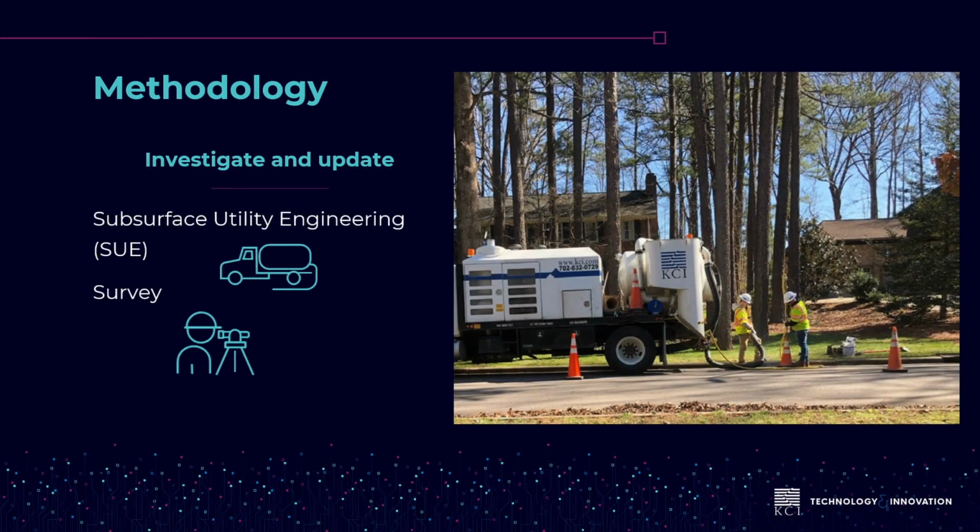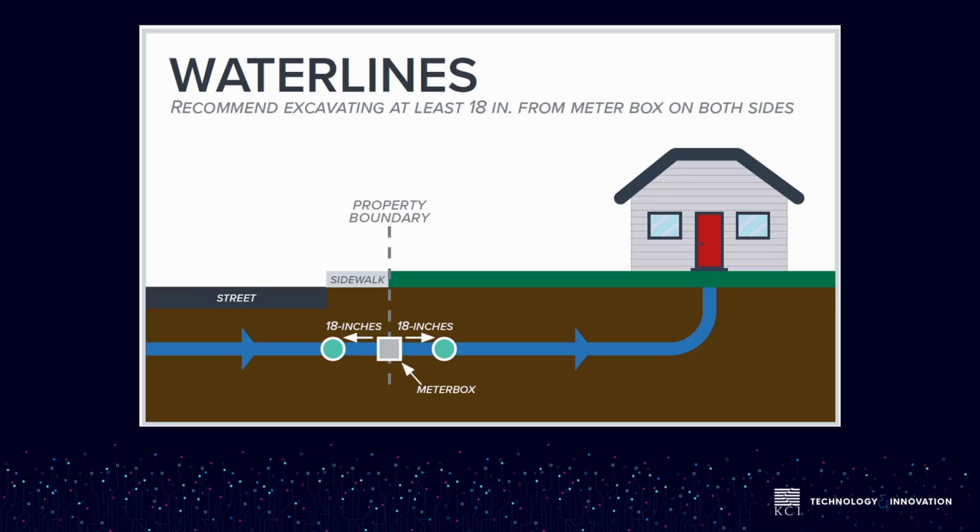As I mentioned, our crews went out. Our teams did not go out necessarily at the exact same time. SUE was usually a little ahead of our survey, so they would mark the locations with stakes for the survey to come back and shoot the shot with the high accuracy. And essentially they located the meter as well as, again, that public side, that private side, roughly 18 inches to either side of the meter.